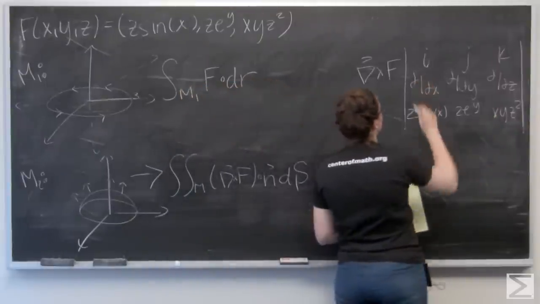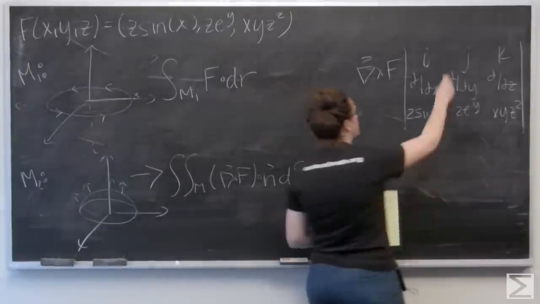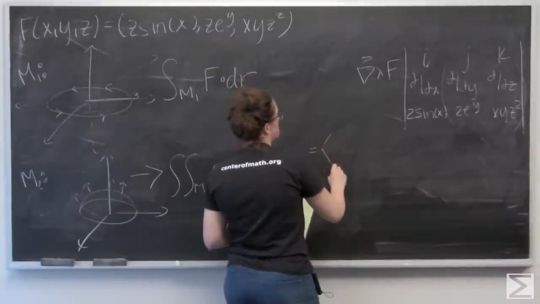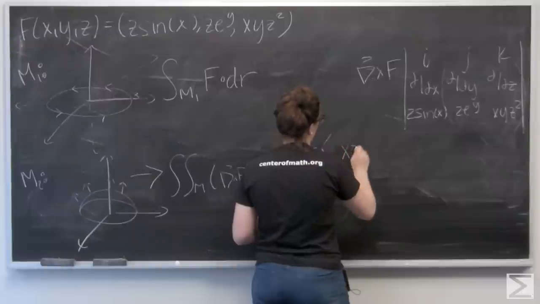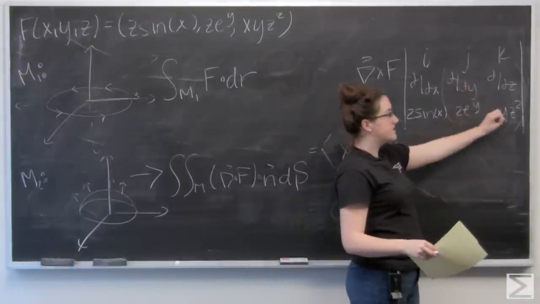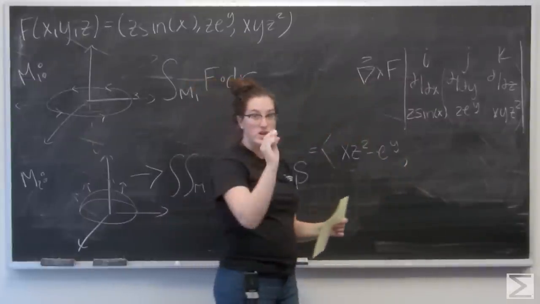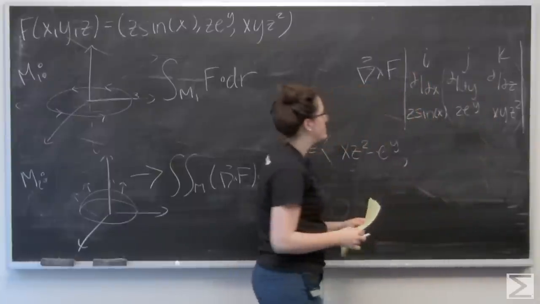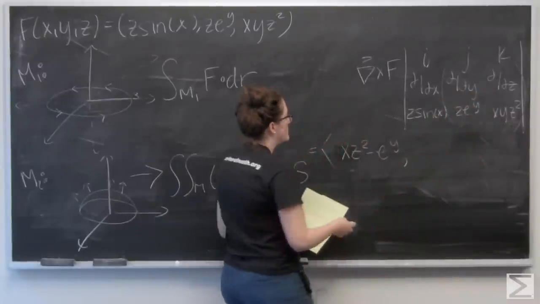Cross product. So to find the I component, I'm going to cut the top row and cut the column with the I in it. So I've got a 2x2 matrix here to take the determinant of. So I'm going to go and do that. So I have xz squared minus e to the y as my I component. Now for J, again, I'm going to cut the top row, and this time cut the middle column. So I have a kind of weird 2x2 matrix, but it's d/dx, d/dz, z sine of x, and xyz squared. So let's go and find that.